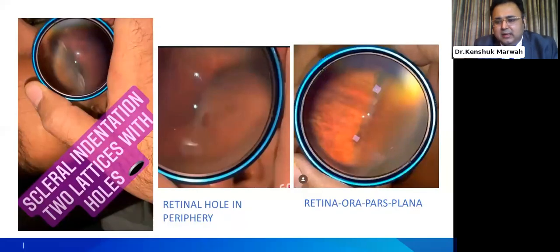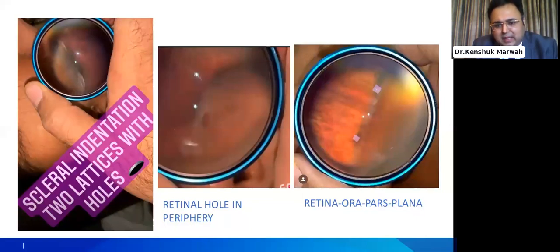The other thing which I advise students, residents and fellows to do is practice scleral indentation. Scleral indentation helps us get a better look at the periphery, and it's a very easy art to do. You just have to be very gentle with your hand, and with a Johnson bud, you can do an indentation. The image on the left-hand side shows two lattices with holes. You can clearly see that the image is taken so beautifully with the lens.